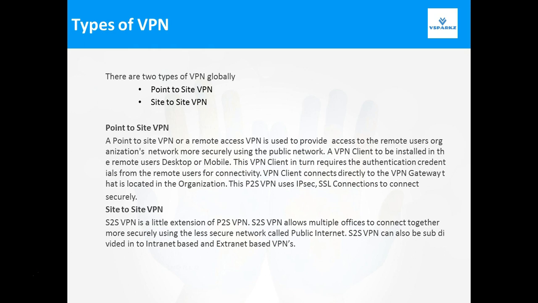Second case is called site-to-site VPN connections. The VPN connection that is made from one network to another network is called site-to-site VPN connections. So these VPN connections, I mean the point-to-site as well as the site-to-site, use IPsec and SSL connections to connect securely over the internet.